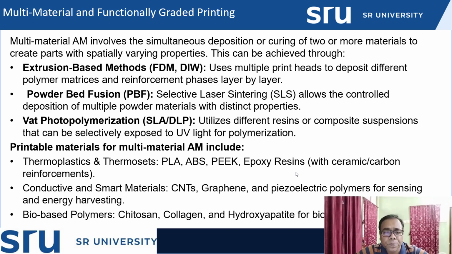Similarly, one can use the wet polymerization phenomena, like the DLP process and SLA process, for making the composite material that I was discussing on the last slide also. Other printable materials include thermoplastic and thermosetting materials, like PLA, ABS, PEEK, PEK. Similarly, epoxy resin with powder, any ceramic powder reinforced, or maybe banana fiber, basalt fiber, or other naturally available powder material reinforced.